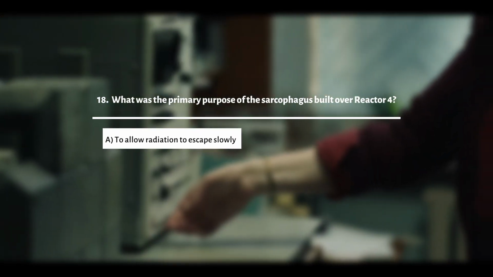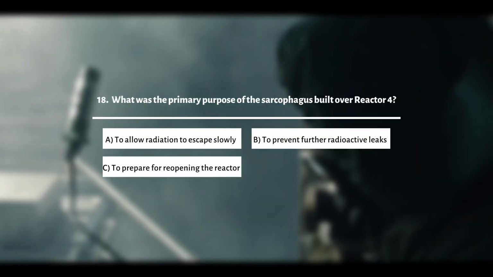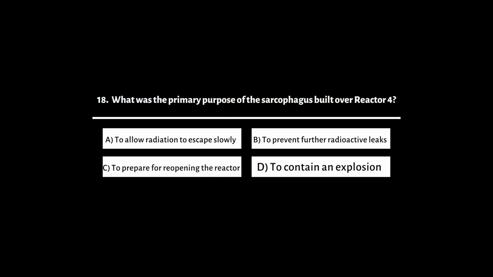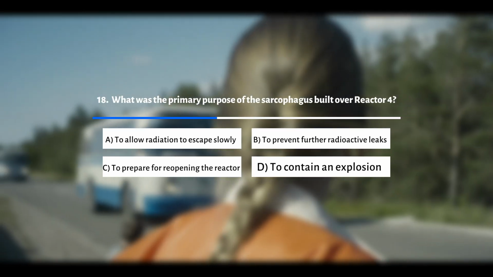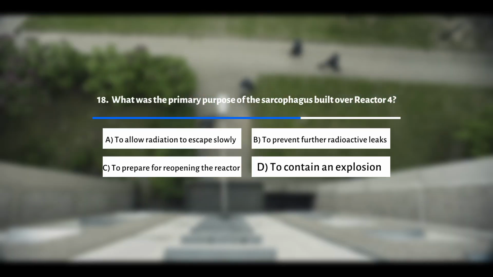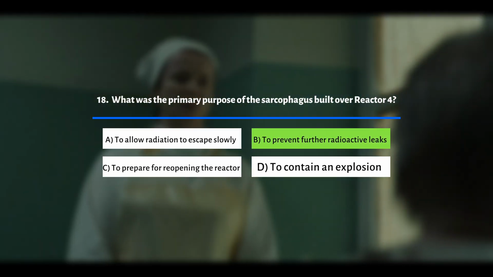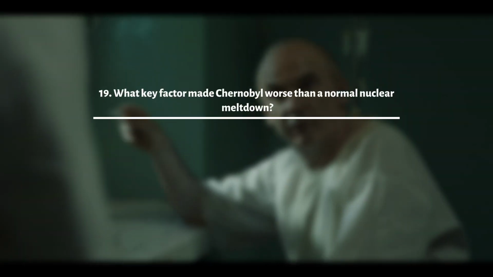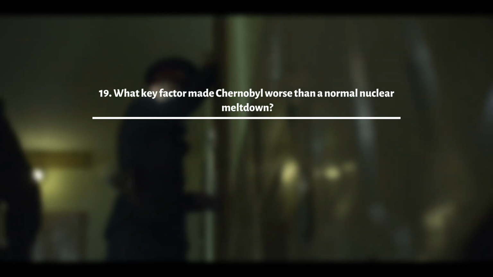A. To allow radiation to escape slowly. B. To prevent further radioactive leaks. C. To prepare for reopening the reactor. D. To contain an explosion. Correct answer, to prevent further radioactive leaks. 19. What key factor made Chernobyl worse than a normal nuclear meltdown?